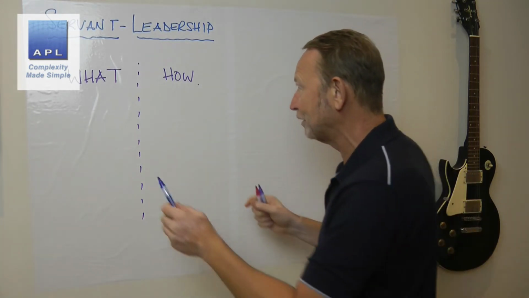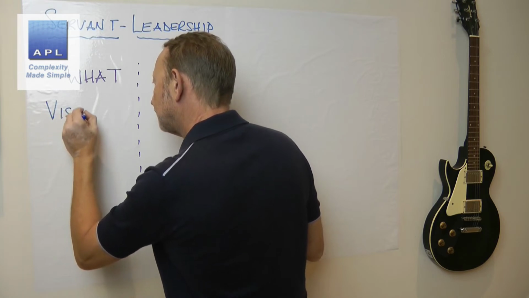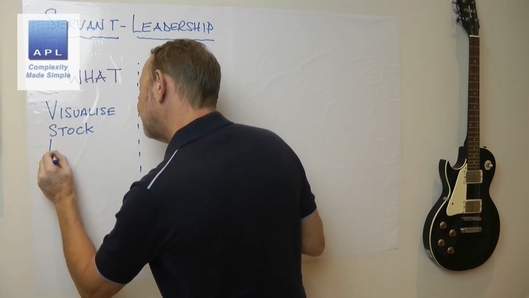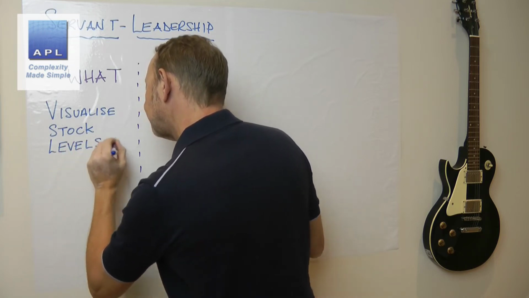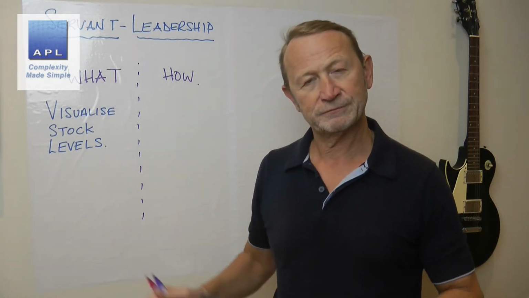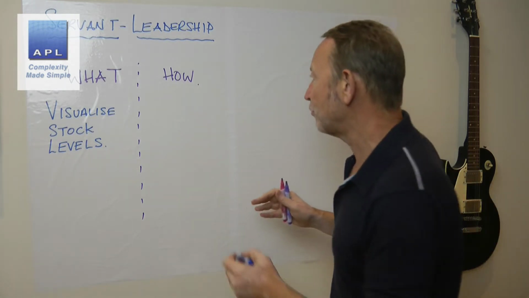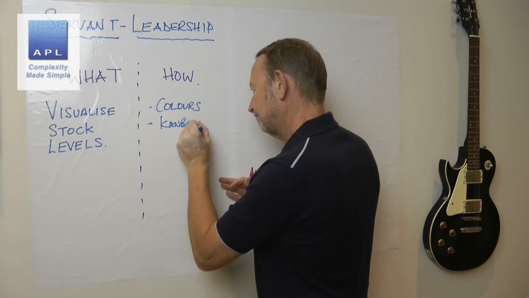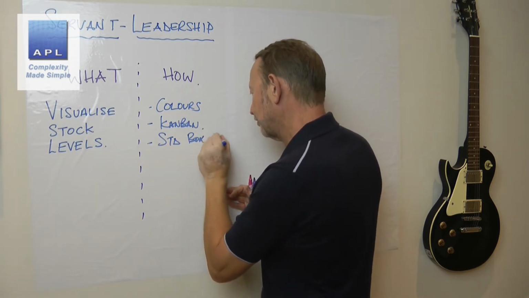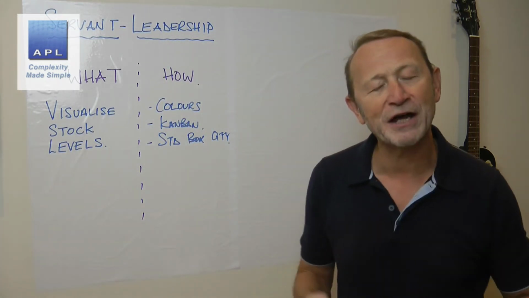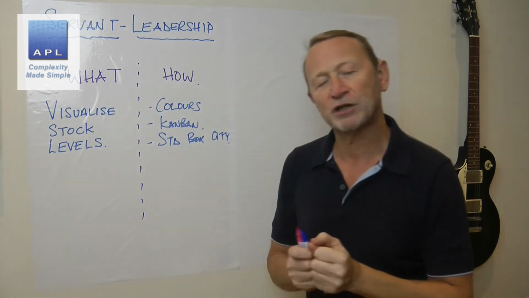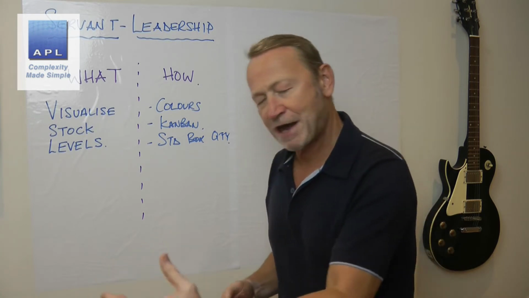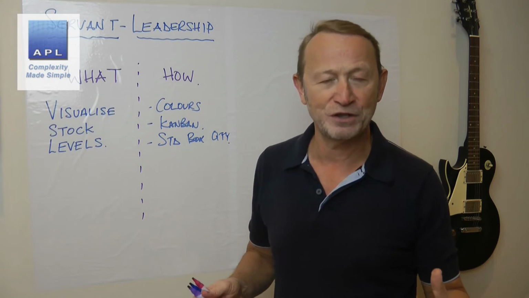So one of the things from a lean perspective is, what do I want you to do? I want you to visualize stock levels on the shop floor. That's what you want. Let your people decide the how. So they could use colors, Kanbans, standard box quantities, a myriad of ways of doing it. Okay, so you've gone, I want you to visualize the stock levels. They choose the how. Let them choose the practical things so that their day-to-day work works well for them and they're happy with the decision that they've made.